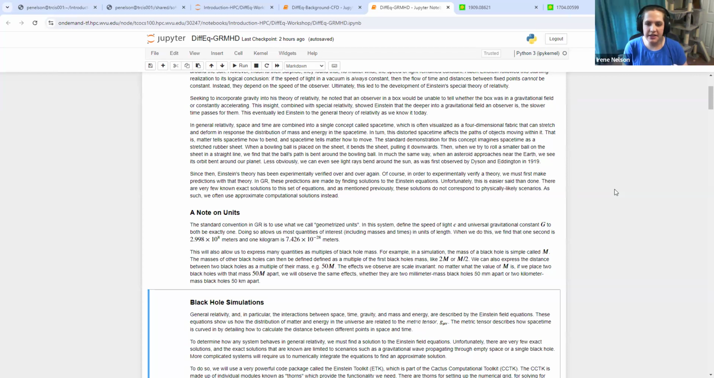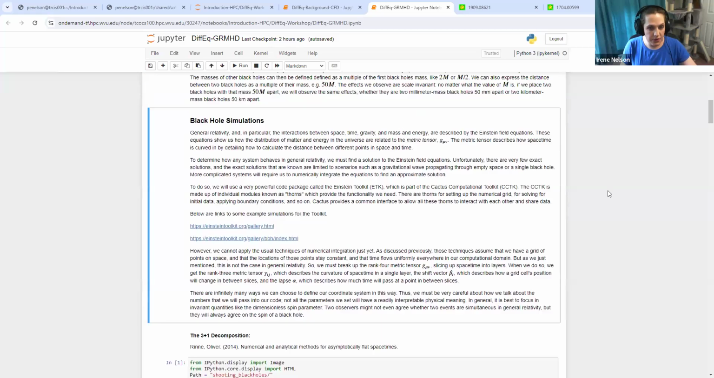And this works because the effects that we're studying are scale invariant. No matter what the value of that big M is, if we place two black holes, each of mass M, or of mass 2M and M over 2, 50M apart, the effects that we observe will be the same, up to that scale factor. Whether we're talking millimeter mass black holes 50 millimeters apart or 2 kilometer mass black holes 50 kilometers apart. So let's start talking more about how we do these simulations.